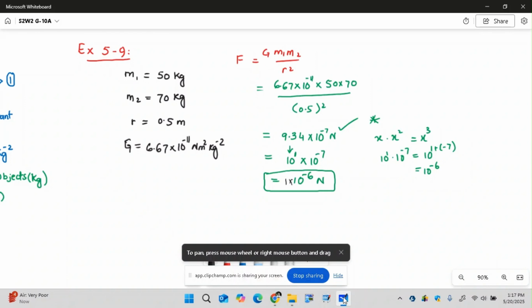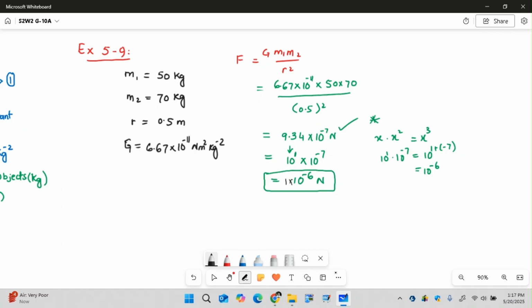Guys, here I would like to add a little bit. There is a mistake in the example we solved, 5.9. The masses were given as m1 50 kg, m2 is 70 kg. Distance between two people sitting together is approximated to 0.5 meter, and the value of G we know is 6.67 times 10 to the power negative 11. Here I would like to add one more thing, that F is equal to G m1 m2 over R squared, or you can say F is equal to G m1 m2 over D squared, because D and R are the same thing.